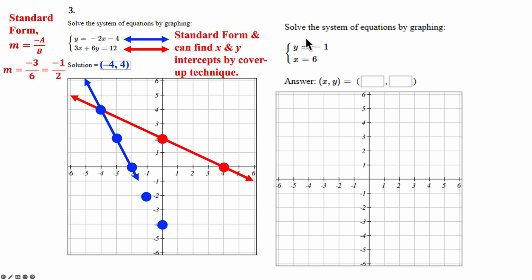Now here we have an equation with no X. That means that's going to be horizontal. It's not going to cross the x-axis. So if we do the first one in blue, I go to -1 and draw a horizontal line. X equals 6, there's no y, so I can't cross the y-axis. So I go to x equals 6. Any point above or below, where they intersect is at 6, -1.